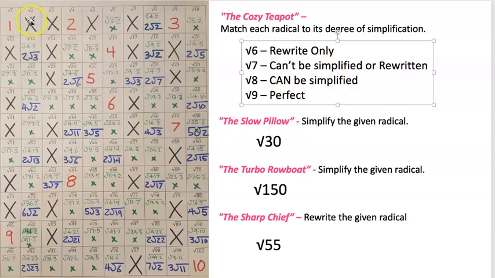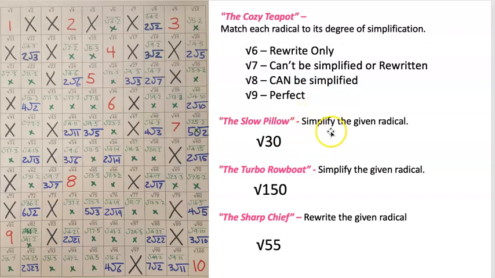As you can see, the ones with the black X, those are the can't be simplified or rewritten. The reds, those are the perfects. The blues, those are the can be simplifieds. And then the greens are the rewrite only. So use this as a resource. It'll make the Cozy Teapot go very, very fast.